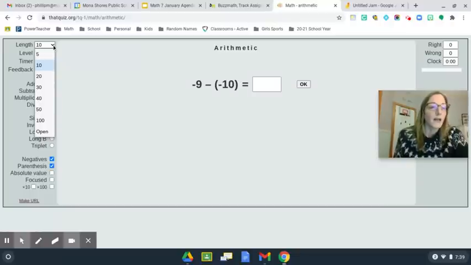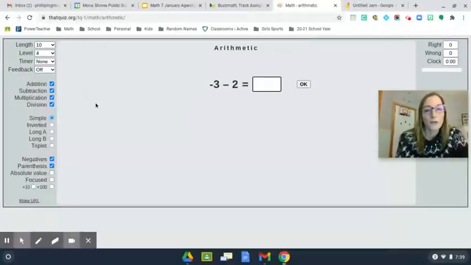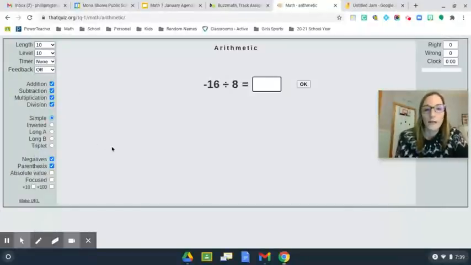Do a length of 10, or 20 at a time. That's fine. And then change your levels up. If you want to start real basic again because you can't remember, then try a level 4. If you feel pretty good about your integer rules, increase it and go to like a level 10. It is your choice. Just remember that when we did integers in Chapter 3, you couldn't use a calculator. If you want to have your integer rules in front of you, you absolutely can.